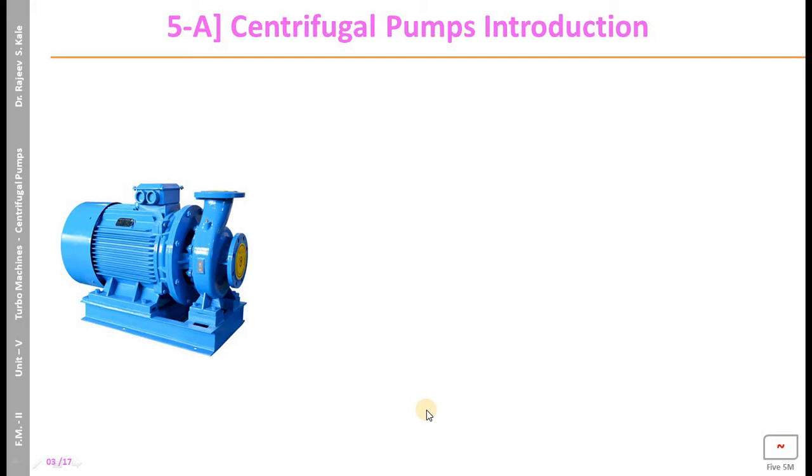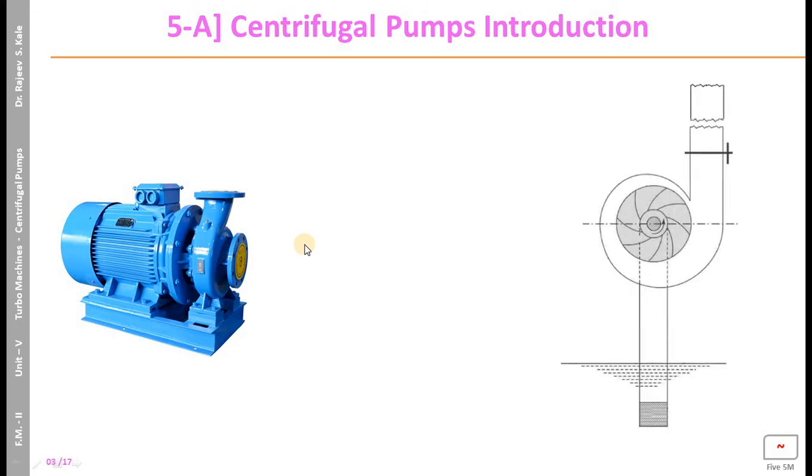The basic purpose of a centrifugal pump is to lift the water to a required height. For example, in the case of building apartments, first story, second story, first floor, second floor, up to n number of floors, you can lift the water from ground level. So the basic purpose of a centrifugal pump is to lift the water. In this unit, we are going to study in detail the technical aspects of centrifugal pumps.